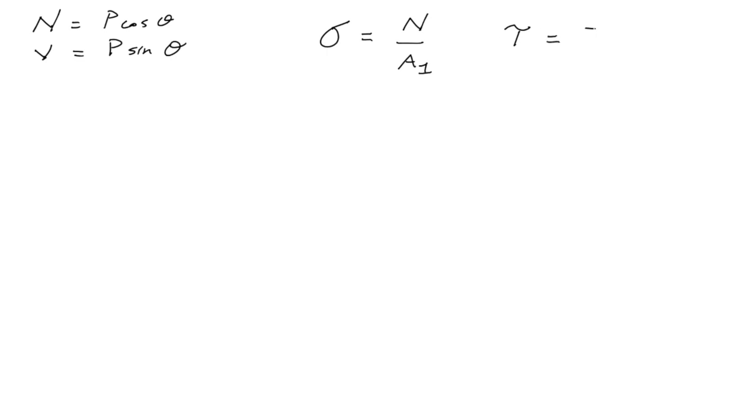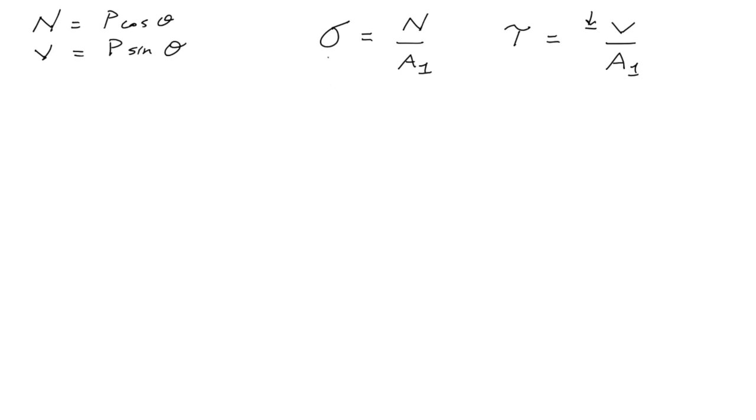Okay, so let me just bring down these equations so that we don't forget them. We have N is equal to P cos theta, and V is equal to P sine theta. And let's define sigma to be equal to N over A1. Let's define tau to be equal to minus V over A1. And I'll come back to this minus sign in just a minute.